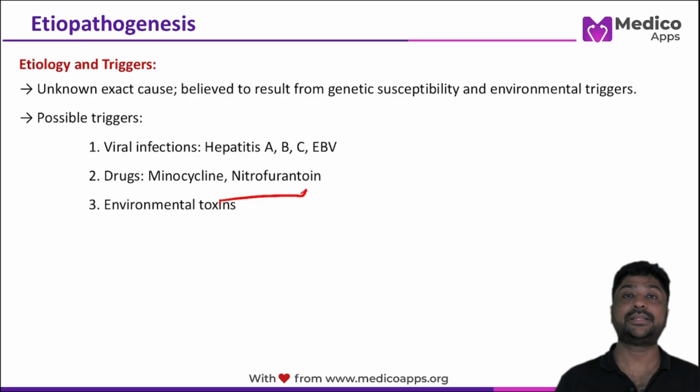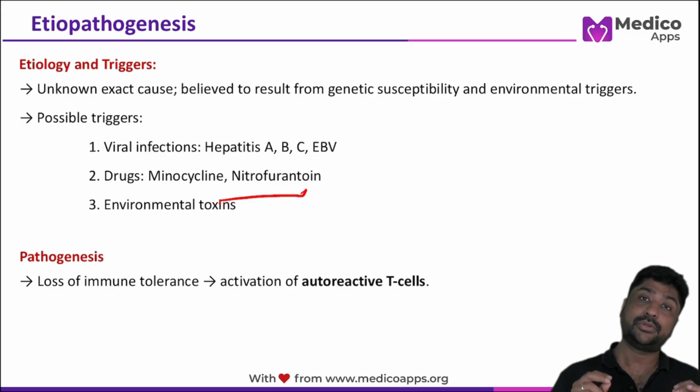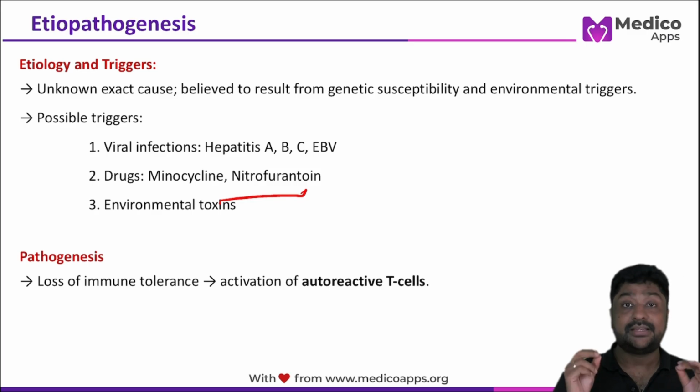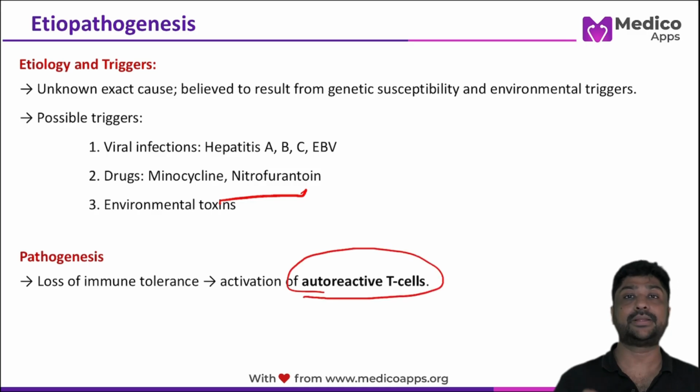So the take-home message is, AIH is not inherited in a Mendelian way, but requires a trigger in someone who is genetically susceptible. Pathogenesis. The core problem is a loss of immune tolerance. In healthy individuals, immune cells are trained not to attack self-tissues. But in autoimmune hepatitis, this tolerance is lost and autoreactive T cells get activated.